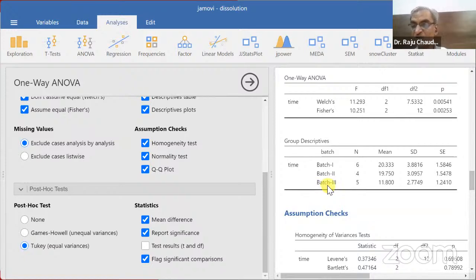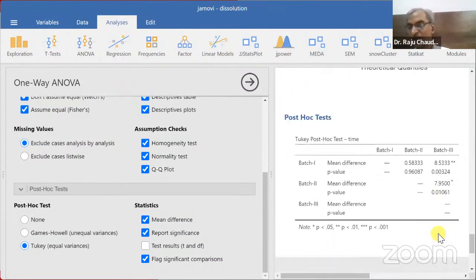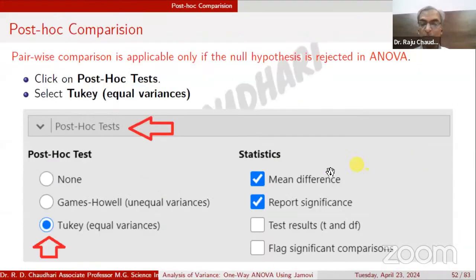So average resolution time for batch 1 tablet is 20 minutes. Average resolution time for batch 3 tablet is 11 minutes. So there is a huge difference. Okay. So 1 and 3, there is a difference. 2 and 3, there is a difference. But 1 and 2, 20 and 19, so they are approximately equal. So this is how we can compare.